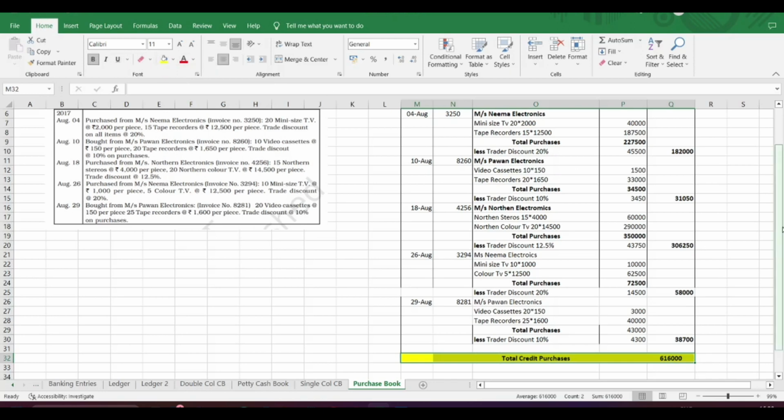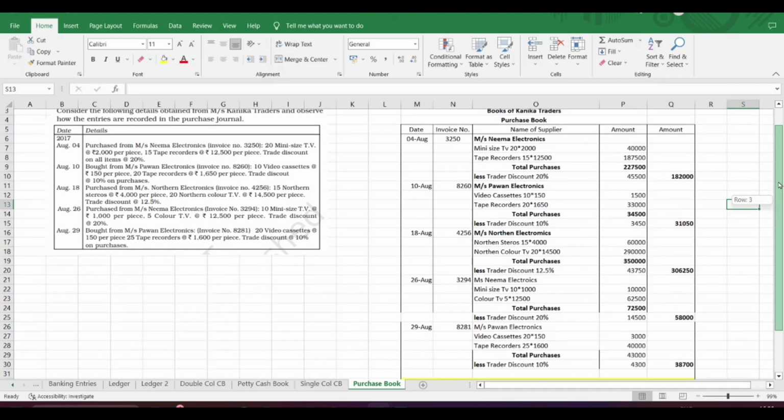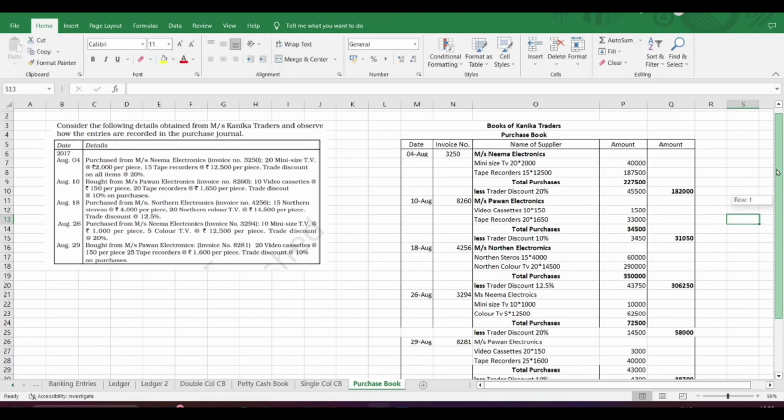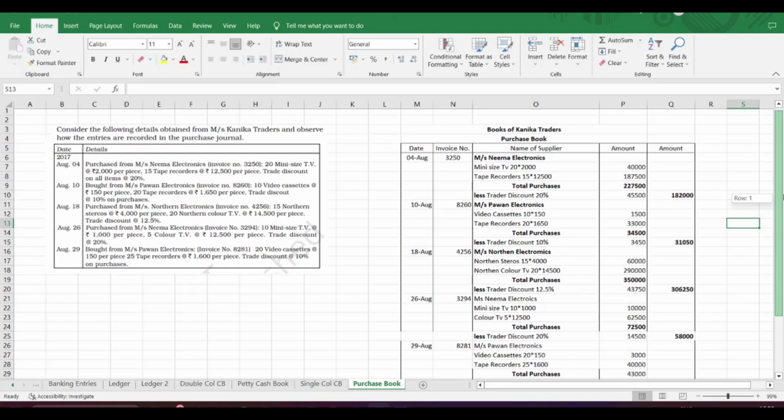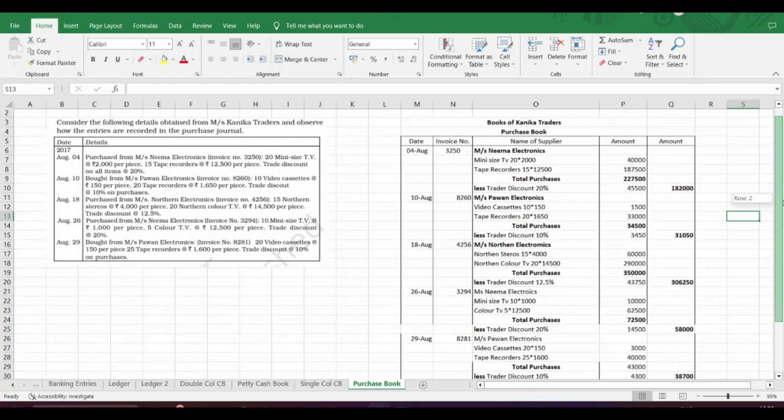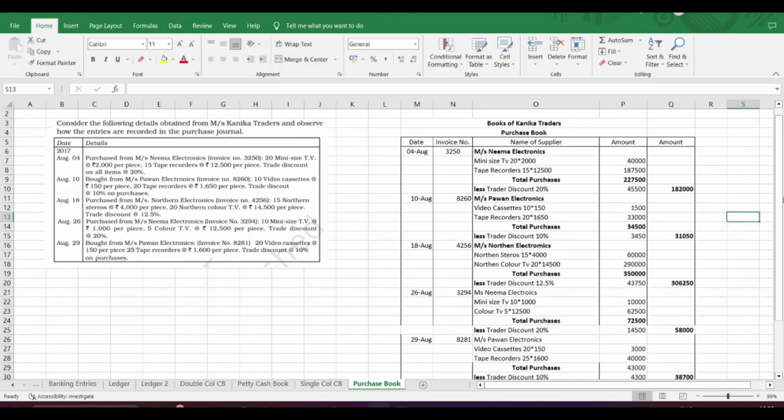This is how we have to record only those transactions which are credit purchases and which are relating to business. Here the business was about electronics and we recorded all our electronic related credit purchases. We have to deduct the trade discount from the total purchases and then take the amount into consideration. So this is a small problem on our recording of transactions in purchase journal.